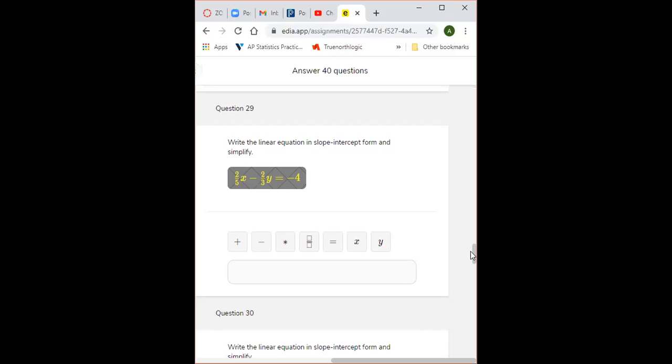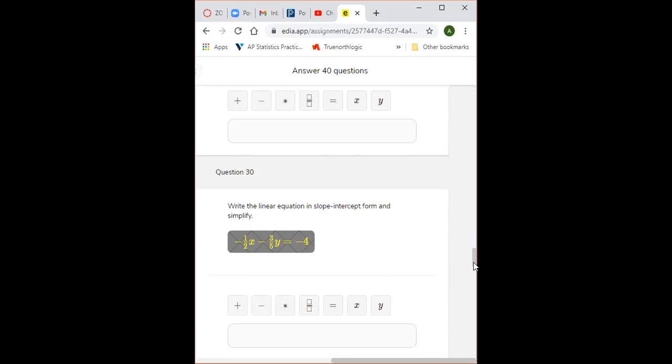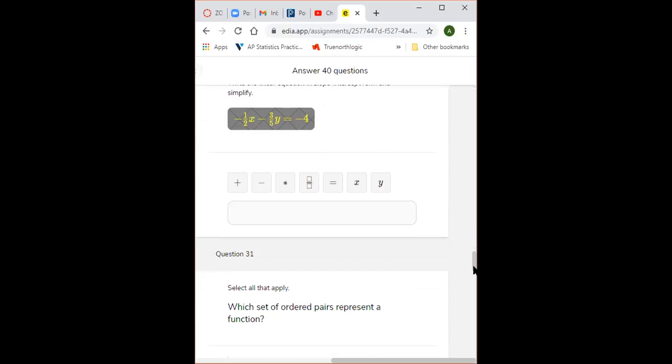-2/3. Just put your fraction in parentheses and you get 6 plus 6. So use that calculator to simplify these. Don't freak out because they're fractions, because your calculator will do it for you. And then question 30 should be about the same. Yes. So same thing with fractions.